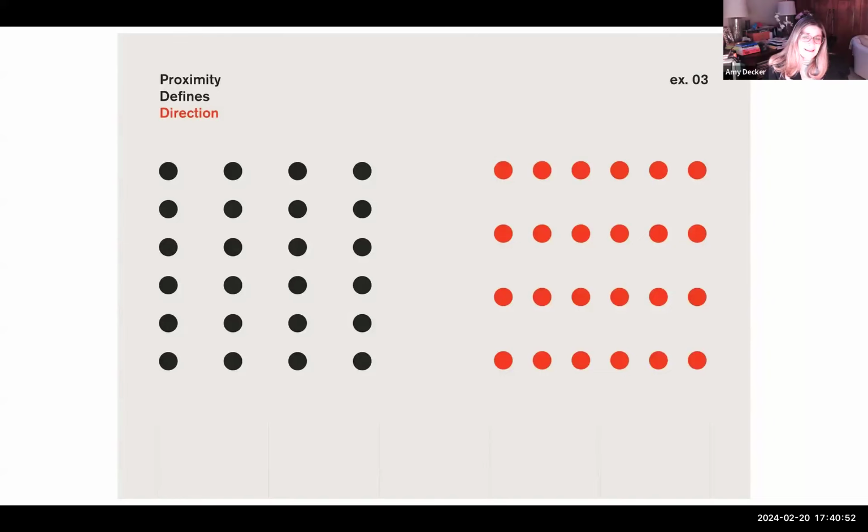And lastly, proximity defines direction. So here you can see the ones on the left feel like they are columns, vertical, and the ones on the right are rows, horizontal. And that is because of the proximity of the items, so the way we've added the space in between the dots affects the way we read them.